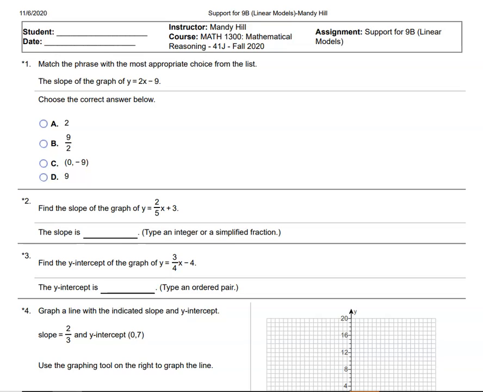Okay, so we are going to do the support for 9B, and it says to match the phrase with the most appropriate choice from the list, and it says the slope of the graph y equals 2x minus 9. Now, in the lesson, when we talked about 9B, we had this equation that represented something that was linear, and whenever we're talking about something that is linear, y equals mx plus b would represent that equation. The m in front of the x is always your slope.